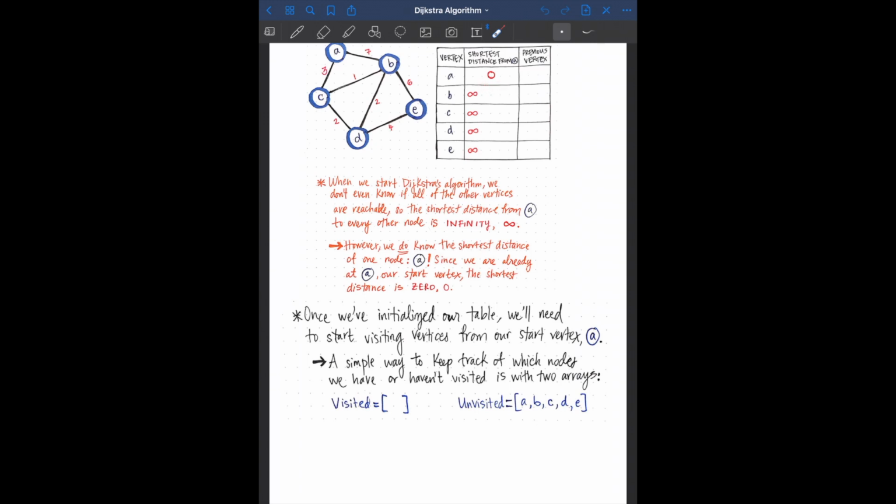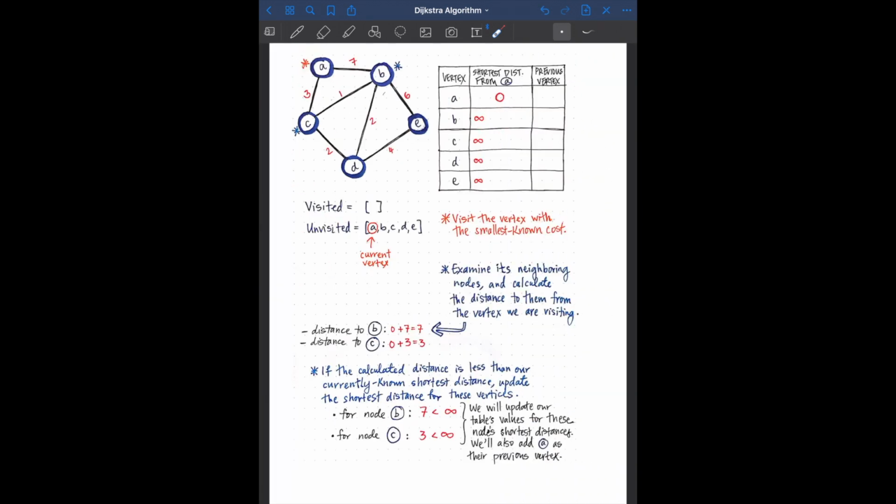Once we have initialized our table, we will need to start visiting vertices from our start vertex A. A simple way to keep track of which nodes we have visited or haven't visited is with two arrays. We can make an array for visited and unvisited, and we can put our vertices in one by one. So at the end, all vertices will be in the visited set. Initially, all the vertices are in the unvisited set. Now, from the table, we will visit the vertex with the smallest cost, and we can see A has the smallest cost. So we will make A the current vertex.